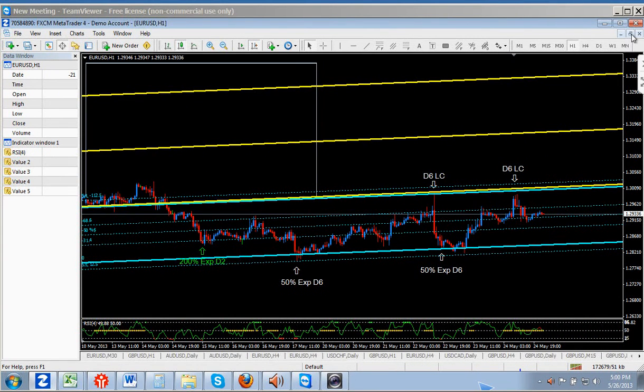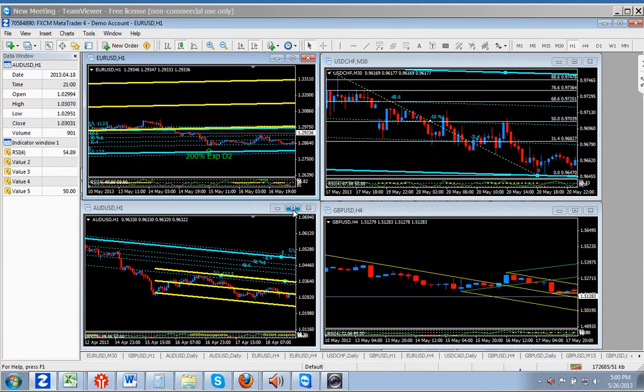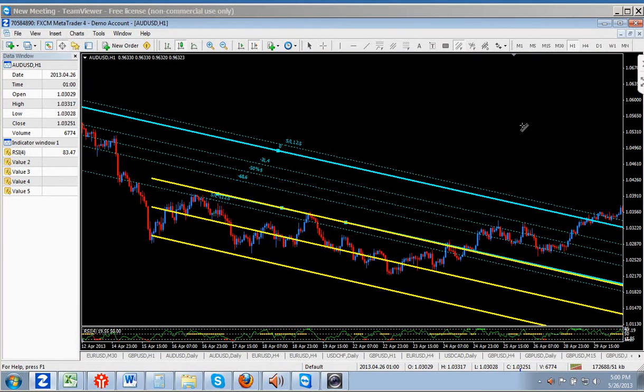Okay, so let's check out another pair. And for the Aussies down under, we have Australia dollar 1 hour on this chart. And I didn't do anything fancy. Once again, the yellow is the standard deviation channel, and it's aligned to the two lows this time of April 15th, 2000 hours, and April 18th, 0100 hours.